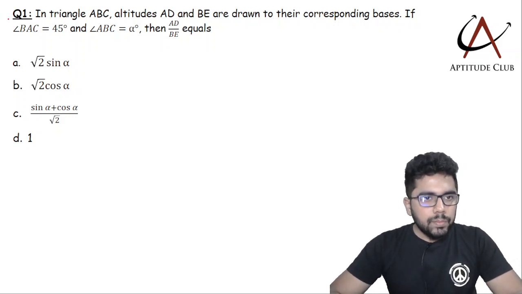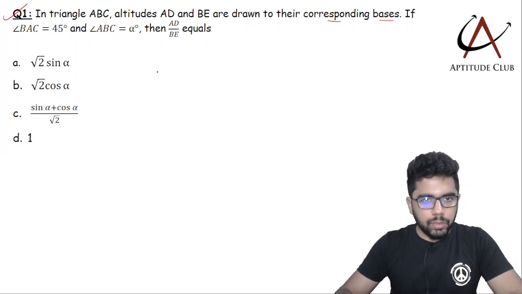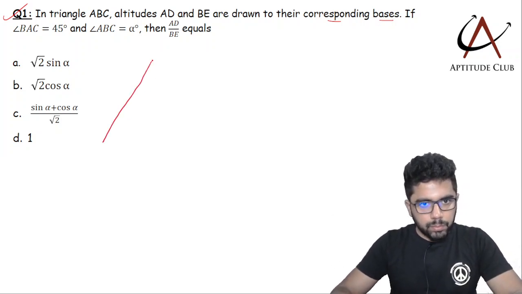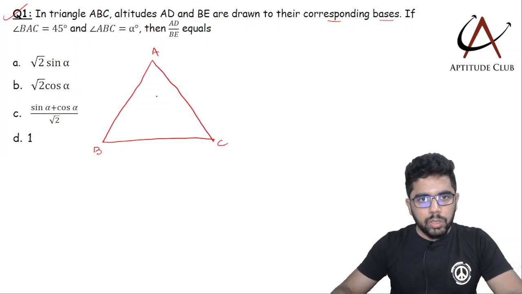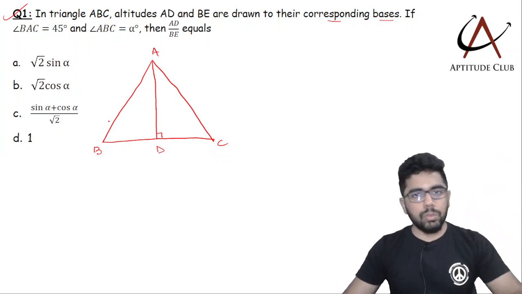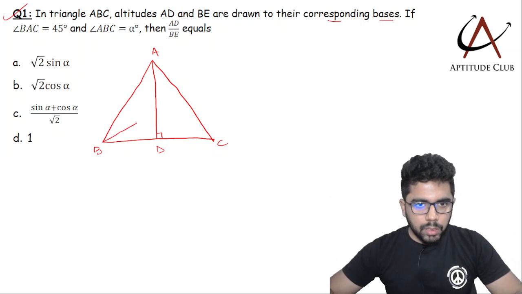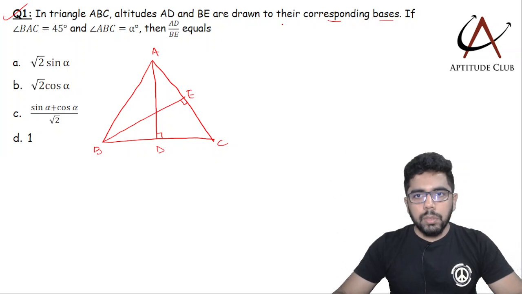First question, geometry. In triangle ABC, altitudes AD and BE are drawn to their corresponding bases. So let us try and draw the triangle first. So this is triangle ABC. Altitudes to AD, this is an altitude. Altitude means line drawn from the opposite vertex perpendicular to the side. Similarly, BE, again an altitude. So AD and BE are drawn to the corresponding bases, if BAC is 45 degrees.